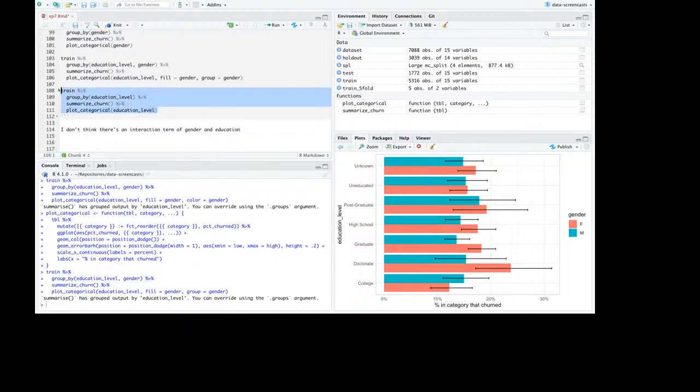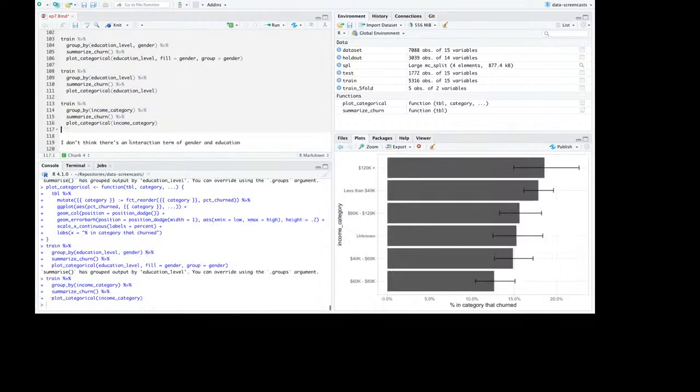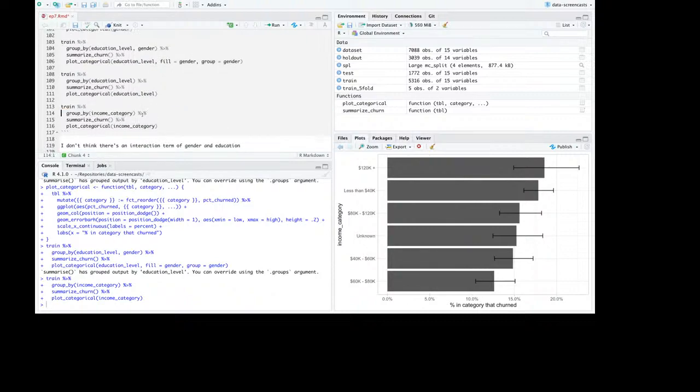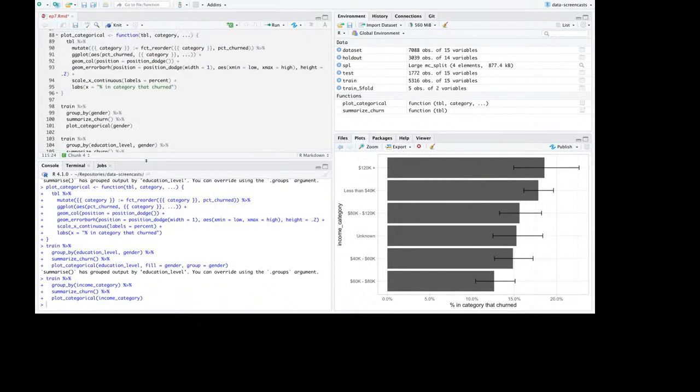All right, but let's keep grooving. The income category, let's reorder that appropriately. Let's actually do that. Where am I going to do that? I'm going to do that up here. No, here's what I'll do. I'll do fct_reorder. It's going to reorder it in the innards of plot categorical.